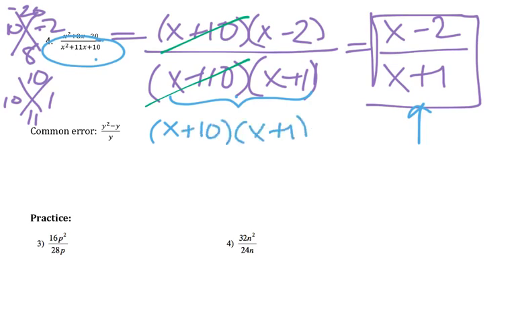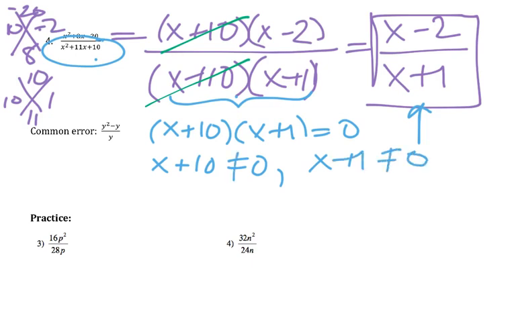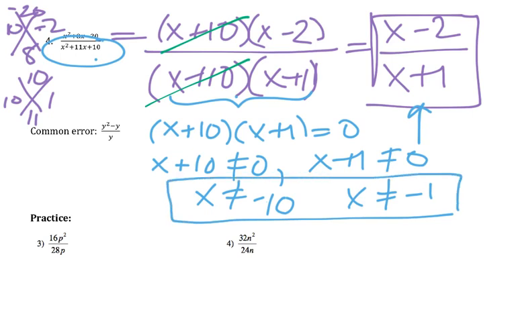So to find out when it is equal to 0, we're looking for the zeros. And we always look for zeros by setting the factors equal to 0. Or in this case, if you want to say that they can't be 0, that's fine, and then just solve like we normally would do. So x cannot be negative 10, and x cannot be negative 1. These are the excluded values for this simplified expression.